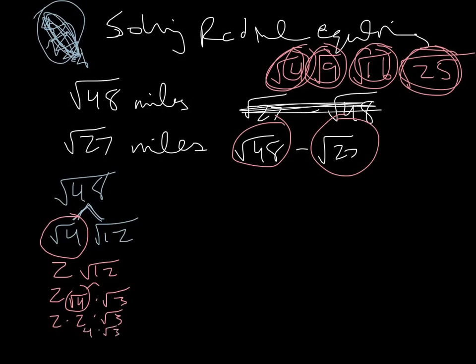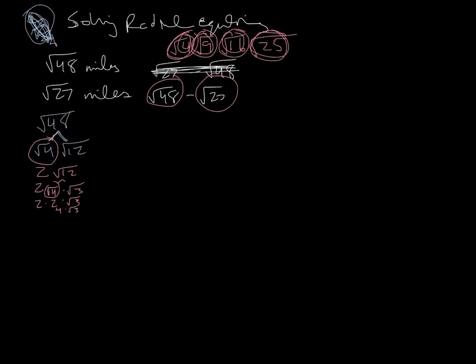Okay, now let me make this smaller because I'm running out of room. Okay, so we got this, and it is 4 radical 3. All right, that's the same thing as radical 48. We did not change it, we just changed what it looked like, okay? So that's 4 radical 3.